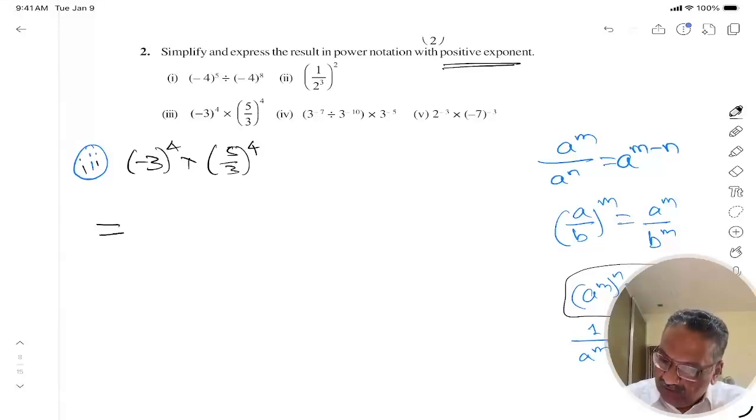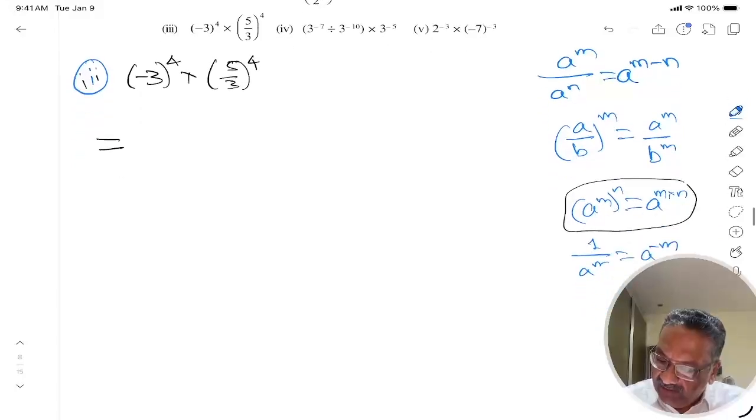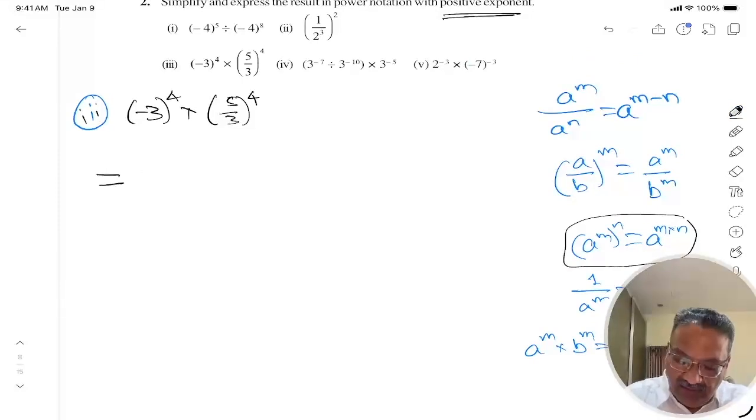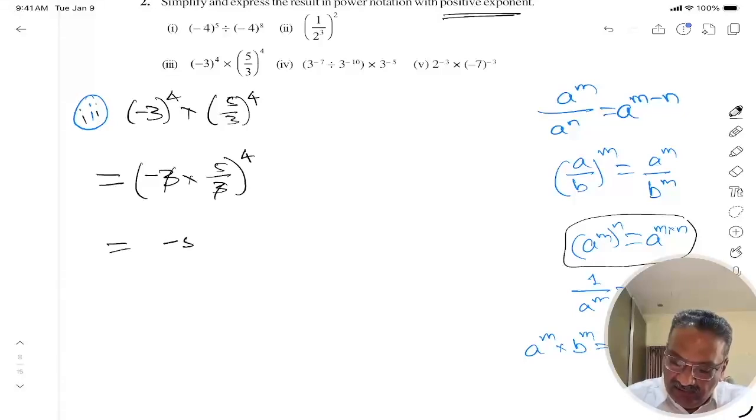See, what formula are we going to use here? The exponents are the same here. When the exponents are the same, the formula is a^m into b^m is equal to (a into b)^m. Using this formula, since the exponent is the same, we take both bases together. So minus 3 into 5 by 3, to the power of 4. 3 cancels, so this becomes minus 5 to the power of 4.